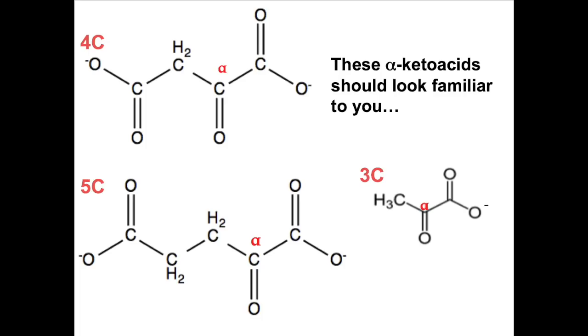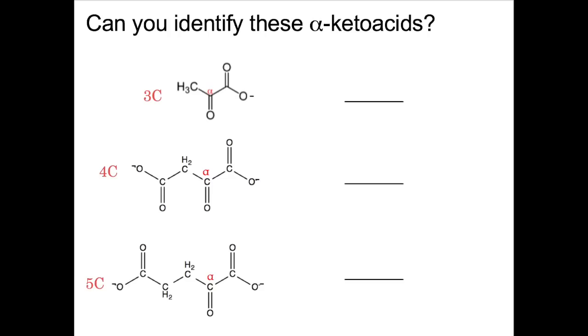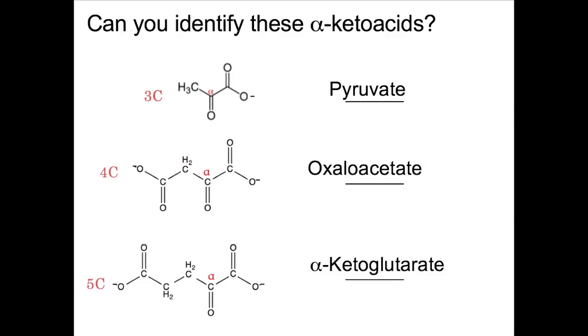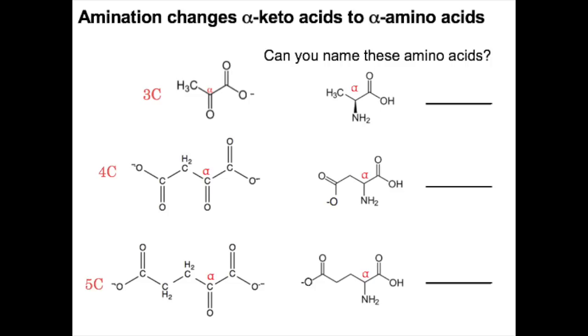You should know the identity of each of these alpha-keto acids. Can you identify them? Well, the 3-carbon alpha-keto acid is pyruvate. The 4-carbon alpha-keto acid is oxaloacetate. And finally, the 5-carbon alpha-keto acid is alpha-ketoglutarate. You should be able to identify these structures. This is going to be important now and also later in the semester.